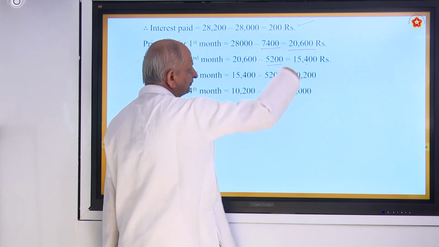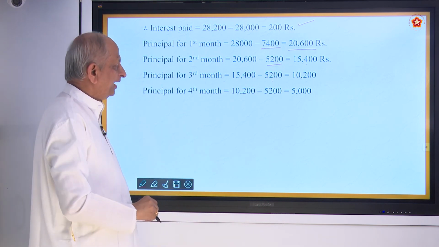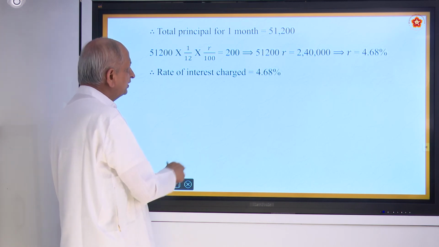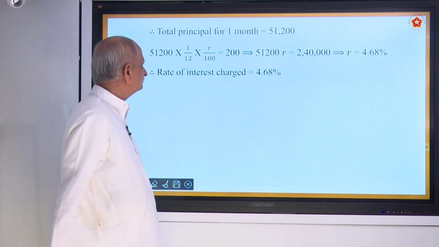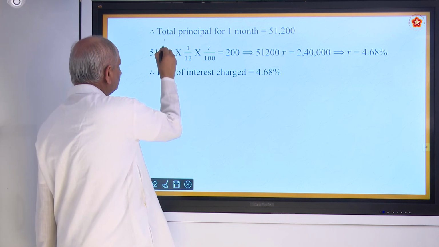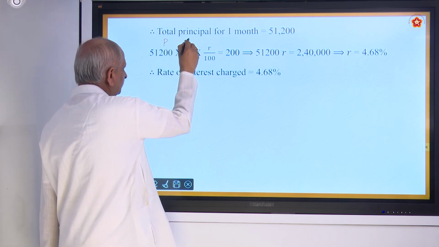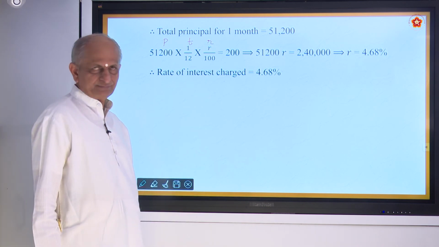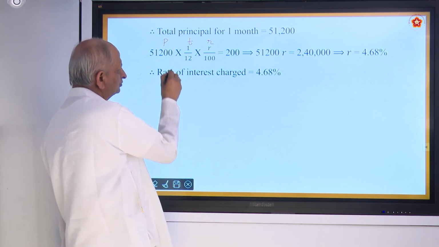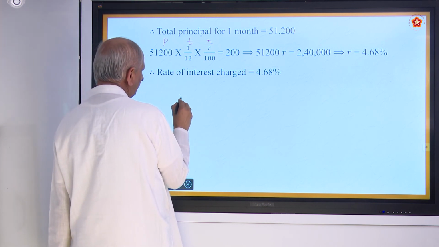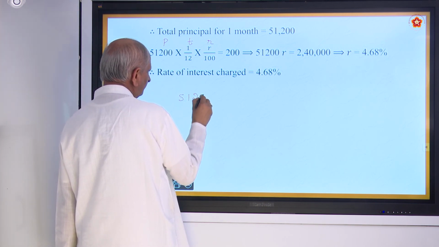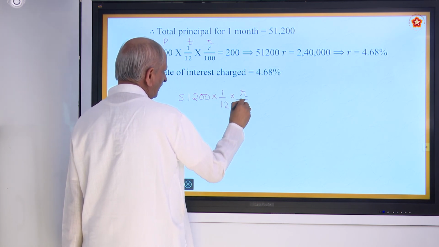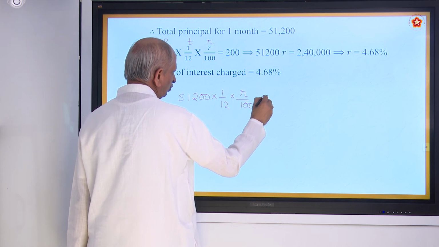Add all this. If you add all those, you get the principal. And how much does it come to? If you add all this, you will get 51,200. That is the principal. This is the time, this is the rate. You have to find out the rate. So, if you simplify that, see: 51,200 into 1 by 12 into R by 100 is equal to 200.